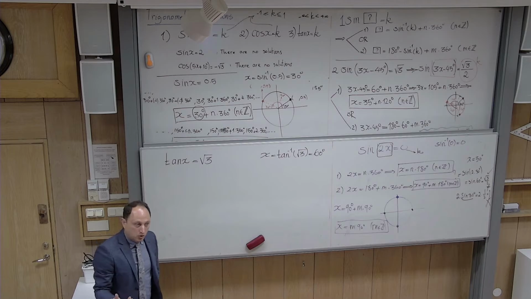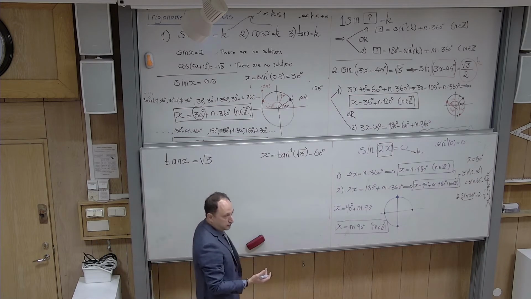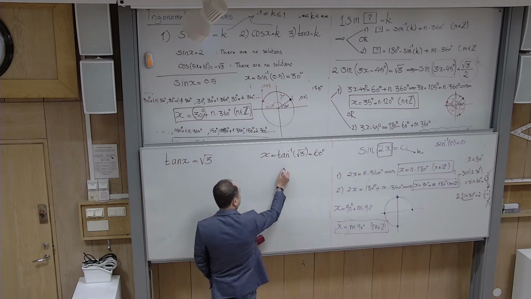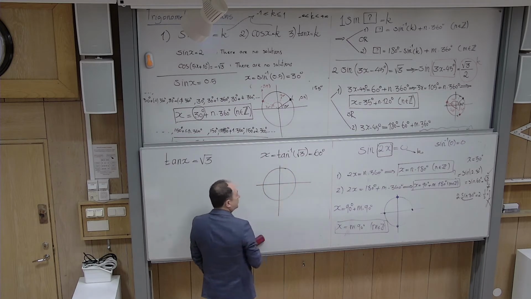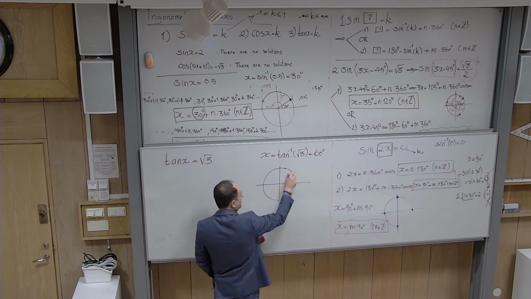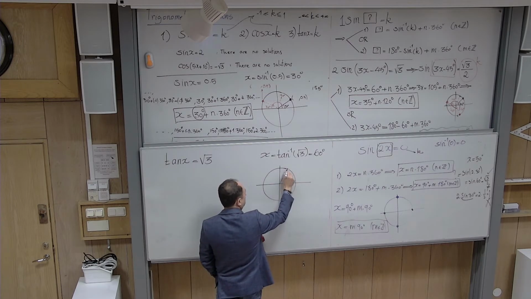Okay, but that's not the whole story. I want to find all of them. Okay, so I go to the unit circle. Yes, you already have enough experience to help me to do this one out. Okay, so 60 degrees is, for example, here.